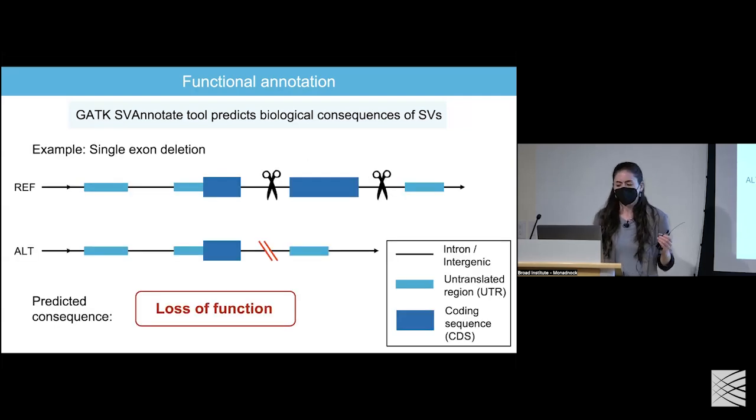So let's go through a quick example. Here, the alternate allele carries a single exon deletion in this gene compared to the reference. And our SV annotation tool would indicate that there's a probable loss of function in this gene because a large portion of the coding sequence has been deleted. That's likely to have some kind of impact on the function.